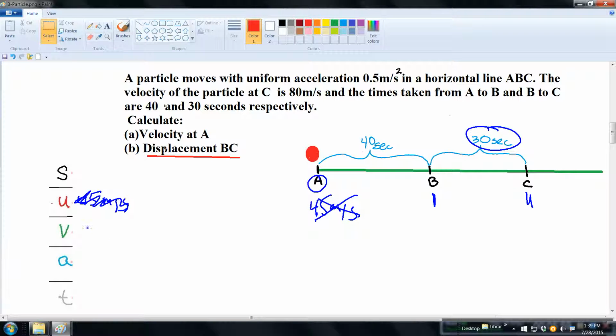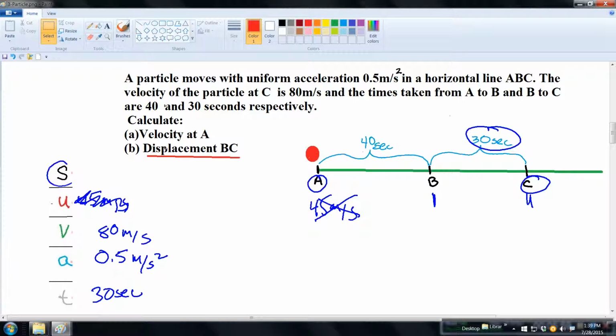But we're still okay. We've got our acceleration because it's constant, 0.5 meters per second squared. We've got our final velocity, which is 80 meters per second here, and we do have a time interval of 30 seconds. So we've got 3 out of the 5, and we are solving at step 3. We're going to circle what we need.